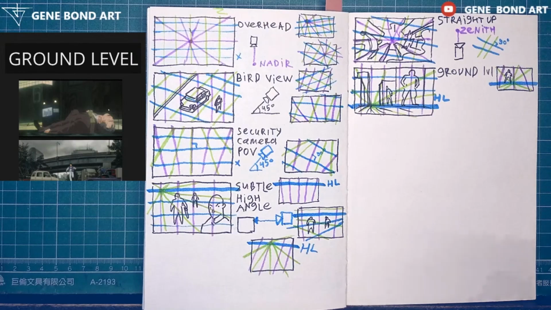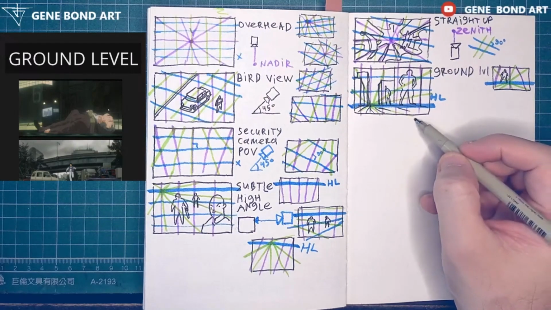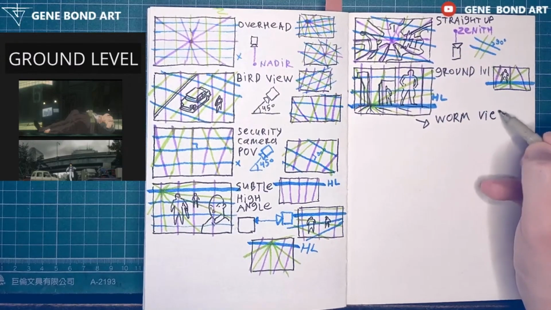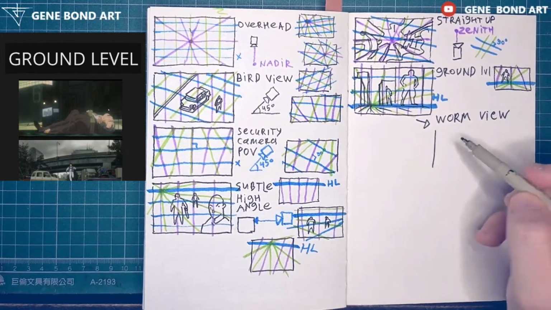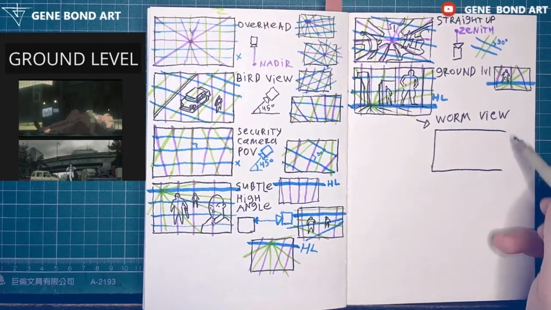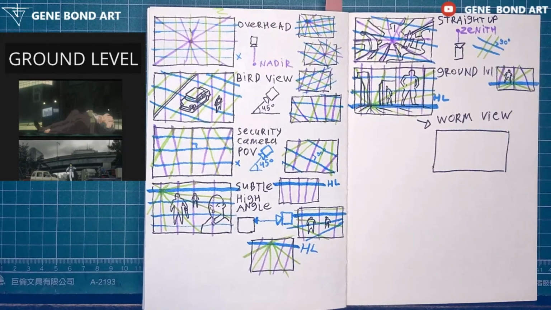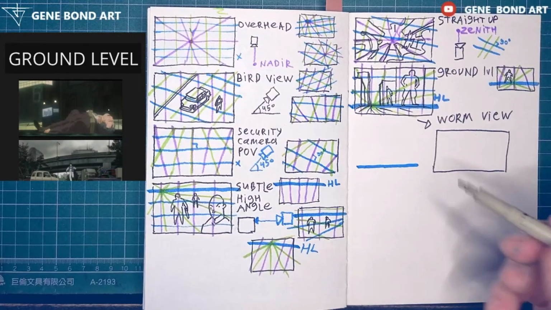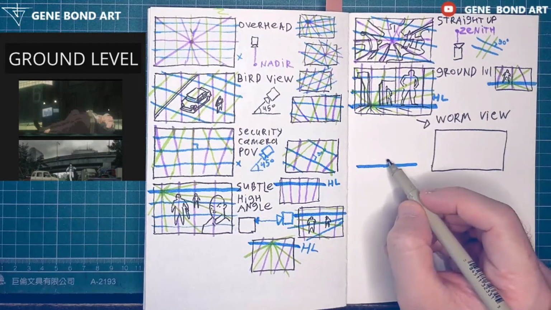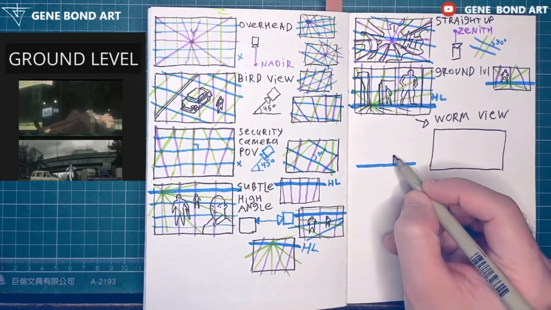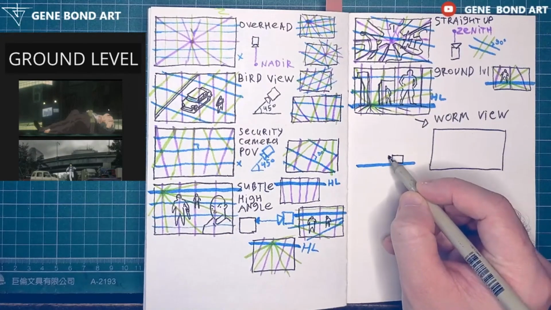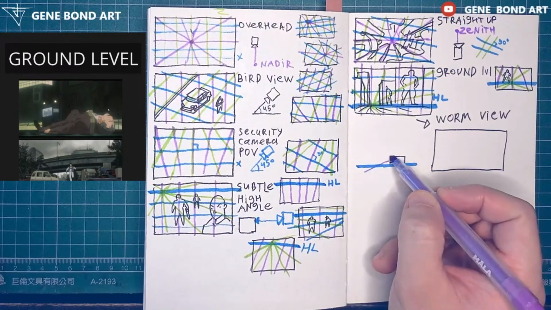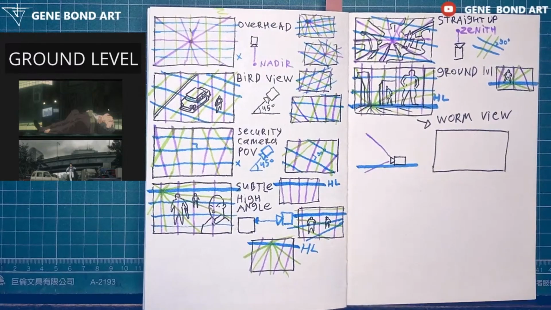But also there's a variation of this kind of angle called worm view. It's when we don't have this horizon line in the frame, but the camera is in the same place. So if this is ground level, the camera is lying on the ground like this, right? So this is what it is filming. It's filming this area.